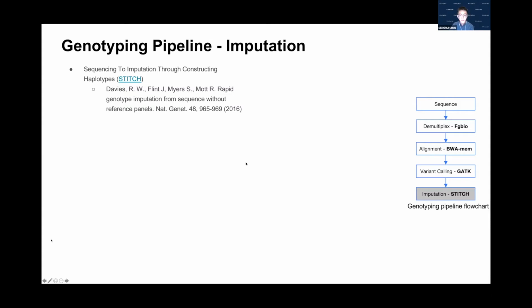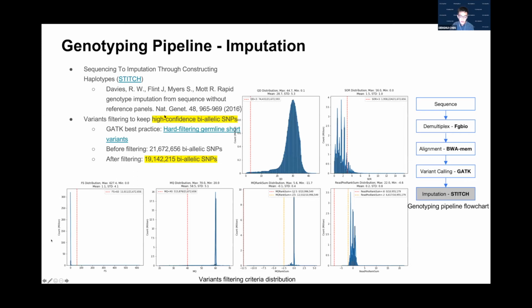Actually, before the imputation step, we did some filtering because we want to keep a set of high confidence biallelic SNPs. So we also follow the GATK best practice to do the hard filtering for the variants. I'm not really going to go into detail about these plots, but this shows the distribution of the filtering criteria that we applied to the SNPs. After filtering, we still have 19 million biallelic SNPs, which is a really good number for us to work with.